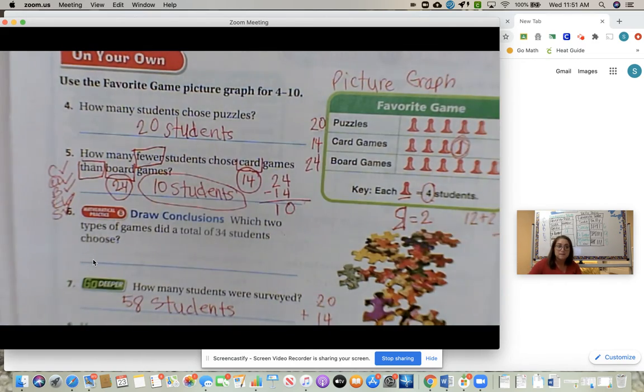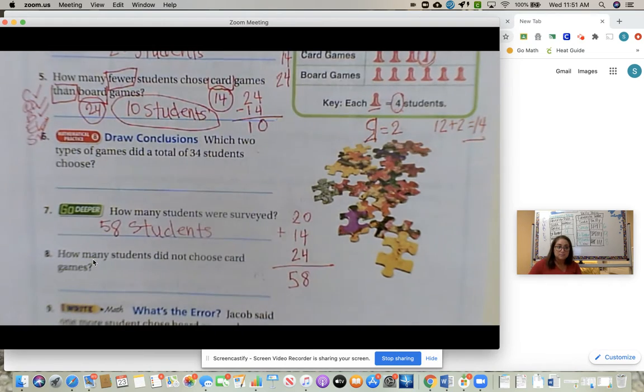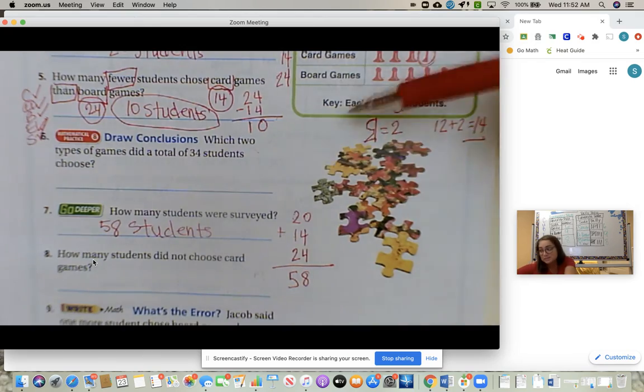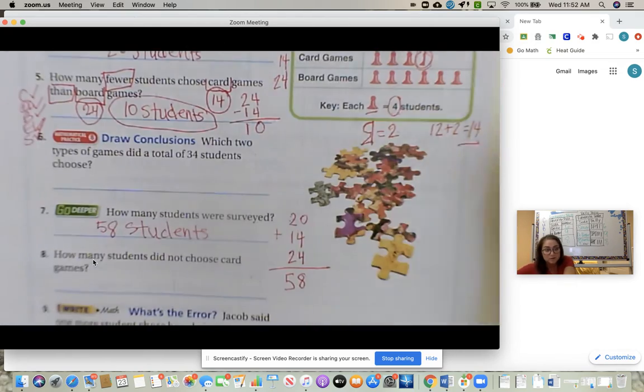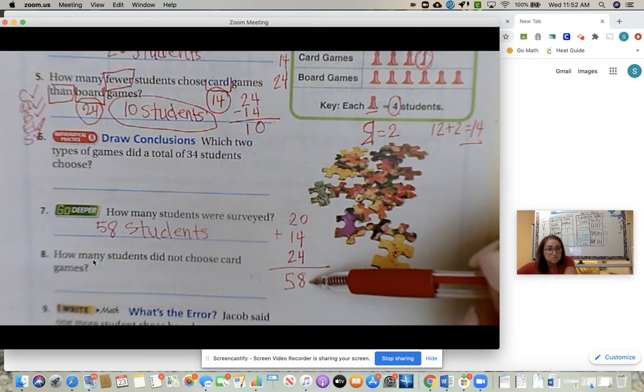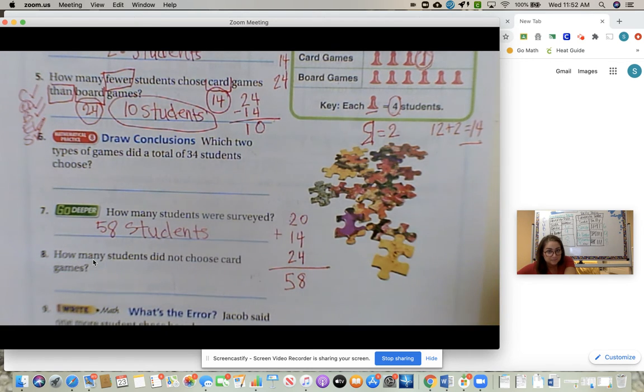Okay. Then number 7. Remember we discussed surveyed. So how many students were surveyed? It's just asking how many students total gave their opinion about their favorite board game. So we just add them together. 20 plus 14 plus 24 equals 58. So 58 students were surveyed.